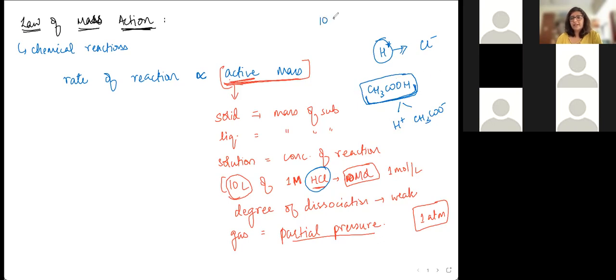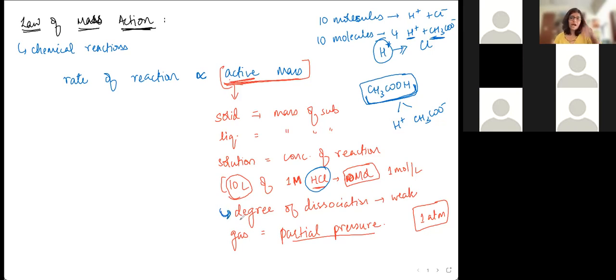So if I have 10 molecules of HCl, all 10 of them are going to dissociate into H plus and Cl minus. But if I have 10 molecules of acetic acid, maybe 4 of them will dissociate into H plus and CH3COO minus, and 6 of them are going to remain the same. So the degree of dissociation is not 100%. It's only like 40%. Only 40% of the total is splitting into ions. That's what refers to degree of dissociation.